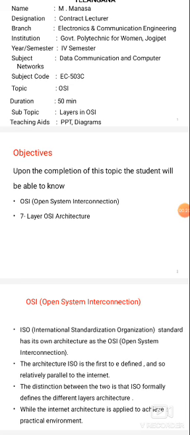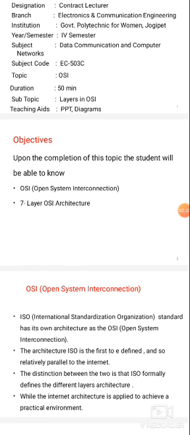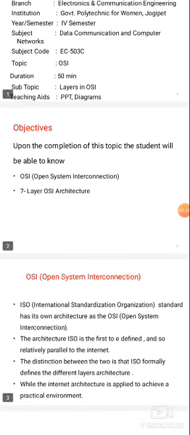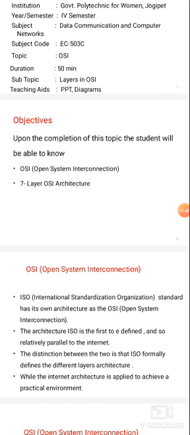Before starting the OSI layer, we have already completed data communication and the need for data communication in networking. Data communication is nothing but exchanging of data between source and receiver. So exchanging of data is based on 3 modes. What are the 3 modes? Simplex, half duplex and full duplex.